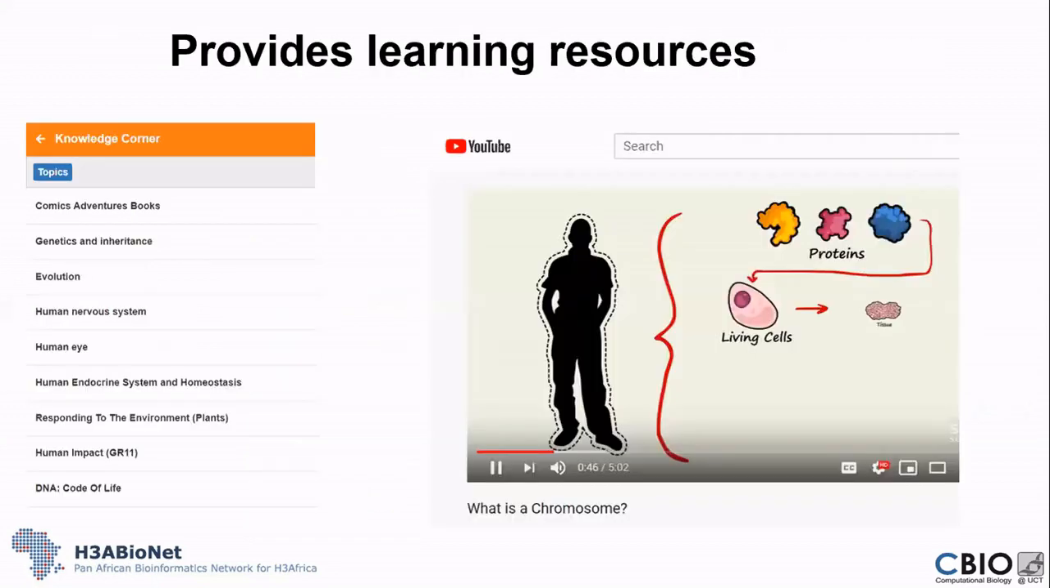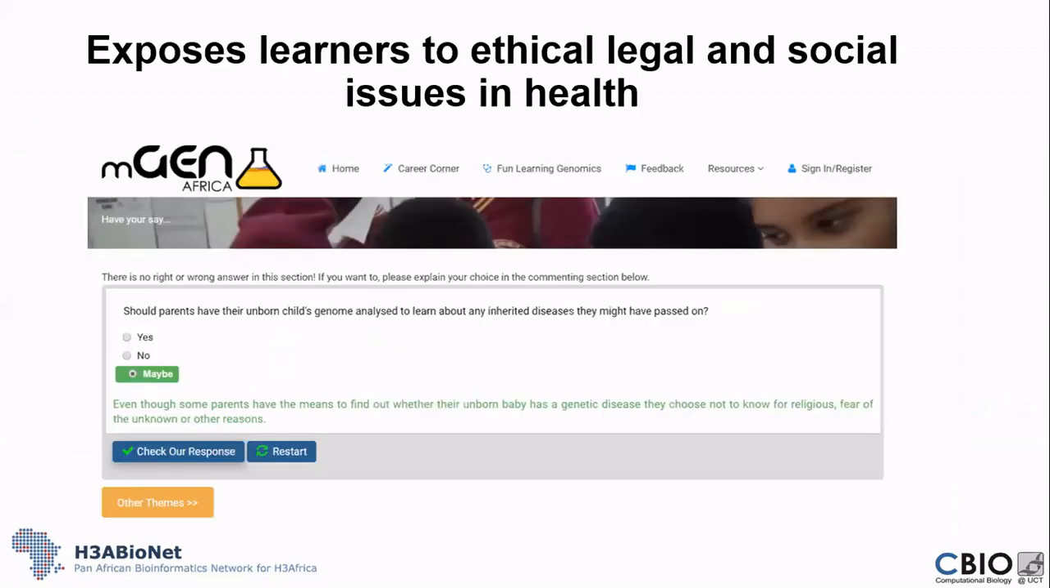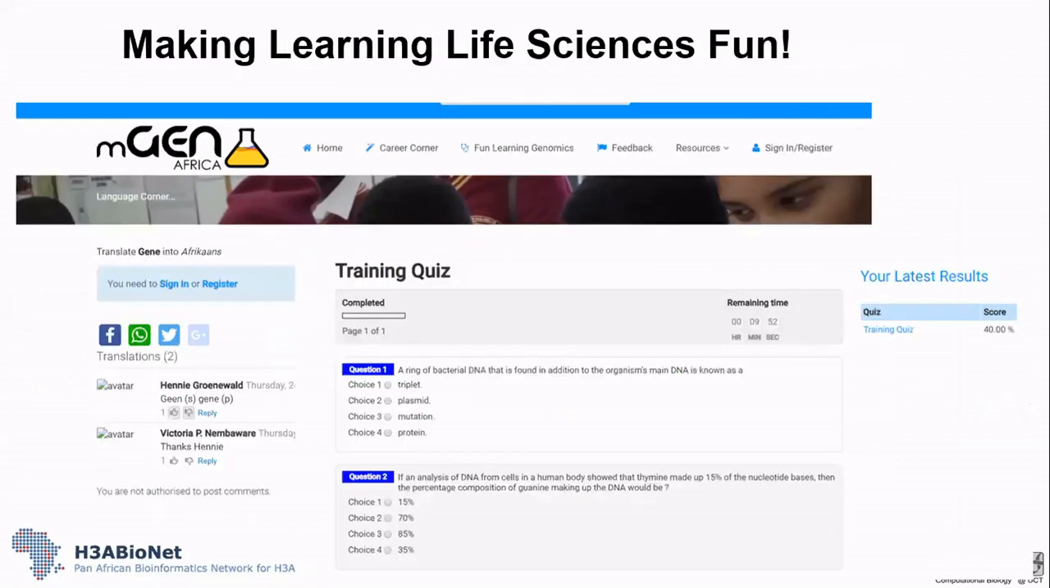The web app also provides learning resources, so links to YouTube videos for genomics. It brings up ethical issues, because there's a lot of ethics around data and bioinformatics and managing particularly human health data. When should you sequence someone's genome, and when should you pass on results to people? And generally making training fun.